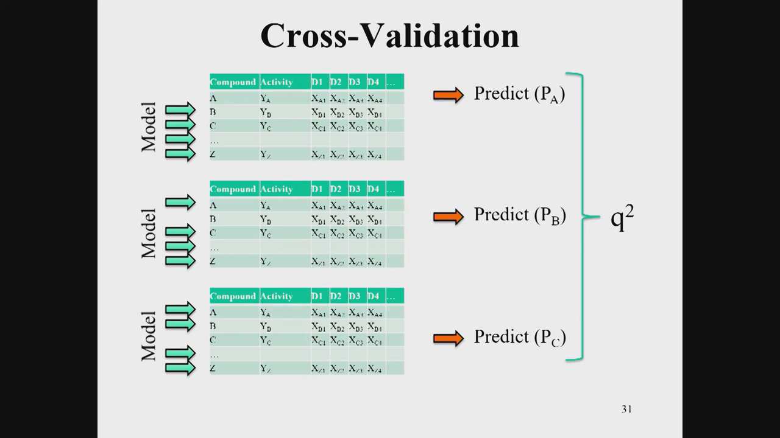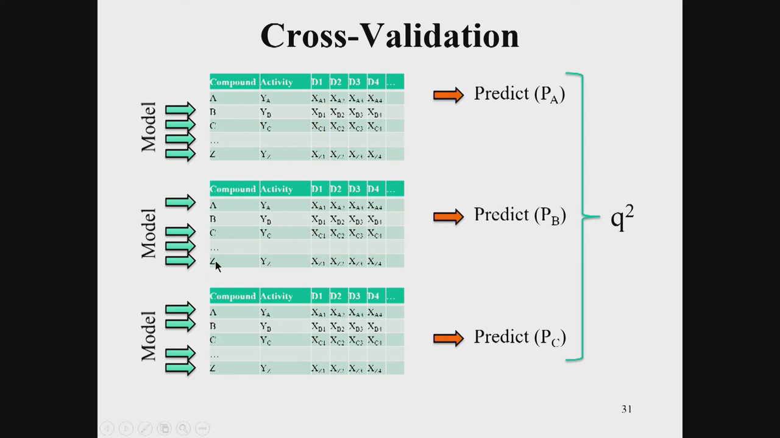What cross-validation is, let's say we have 26 molecules in our data set, A through Z, and we want to calculate the cross-validated R-squared, which is also called the Q-squared. What we would do first is leave A out of the model, and use B through Z to calculate a model for the activity. And from that model, we would predict A. And then we would do it again by leaving B out, or leaving C out. And this is why it's sometimes called leave one out.